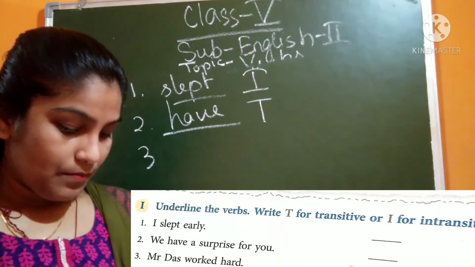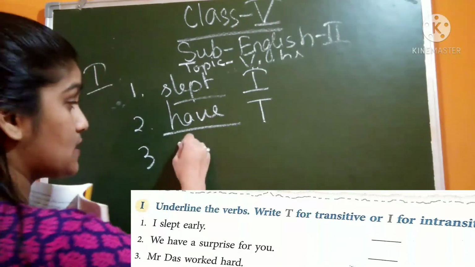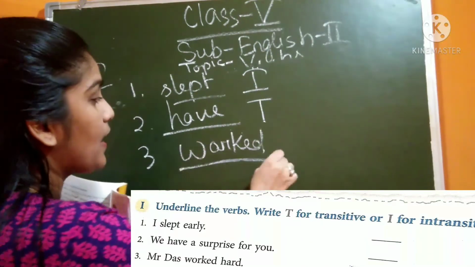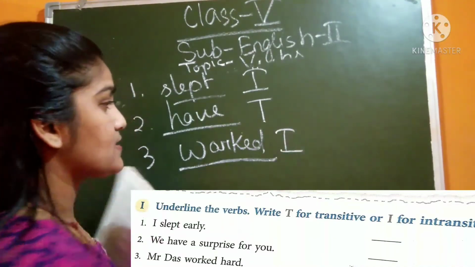Next is Mr. Das worked hard. Worked, this is the what? Verb. Is there an object? No object. Hard is not an object. So this is intransitive.